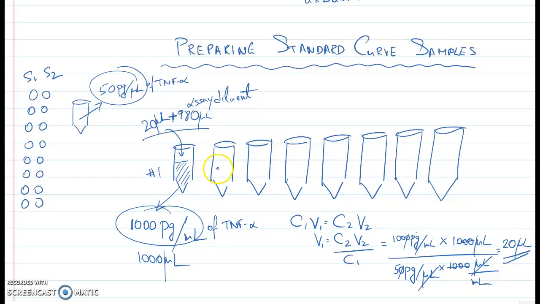Now, the remaining I want to do the following. I want this one to be 500 picograms per ml, this one to be 250, this one to be 125, then it's 62.5, then 31.25, then 15.6, and then 7.8. Doesn't matter. Towards the end, you get the idea, right? You're preparing 8 different dilutions. You start with a very high, and you go to a very low.